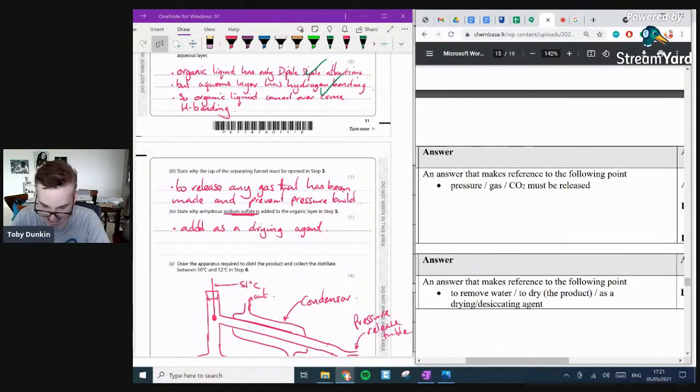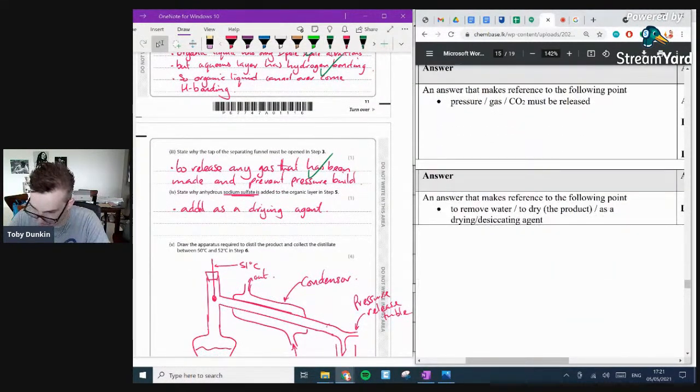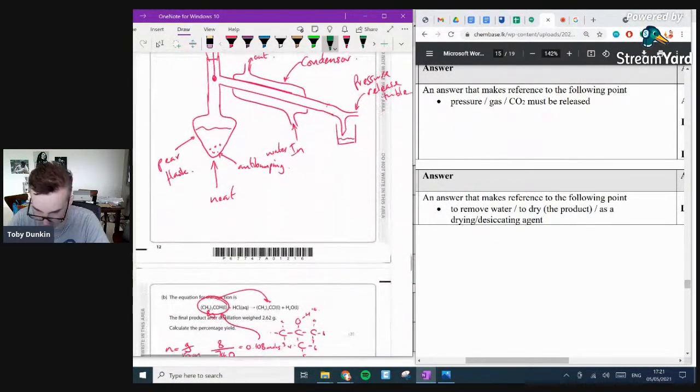Pressure gas released. Added as a drying agent. Remove water, as a drying agent.